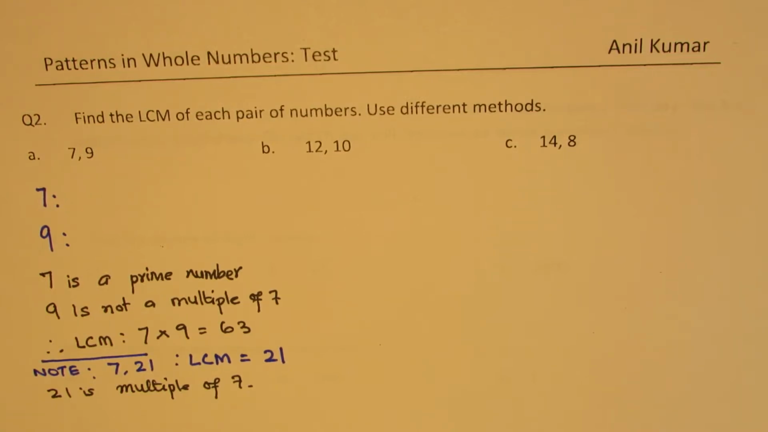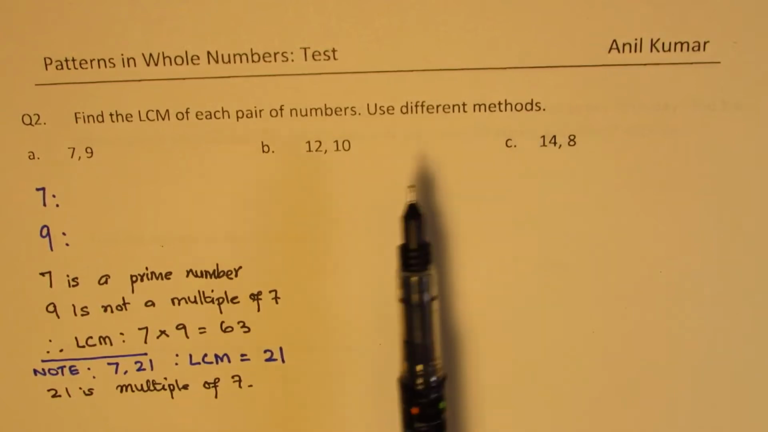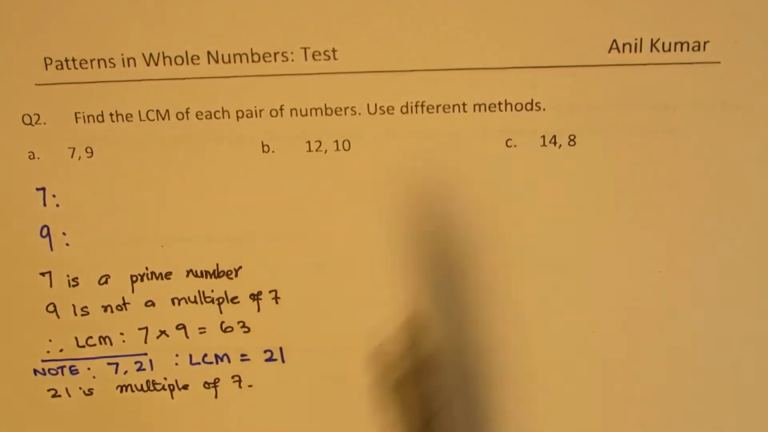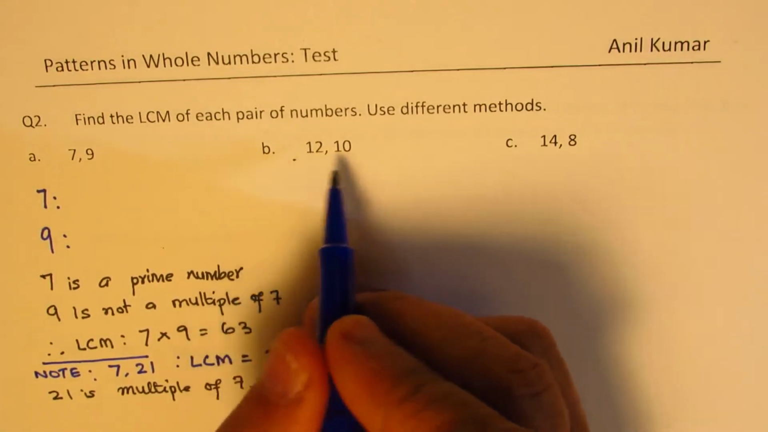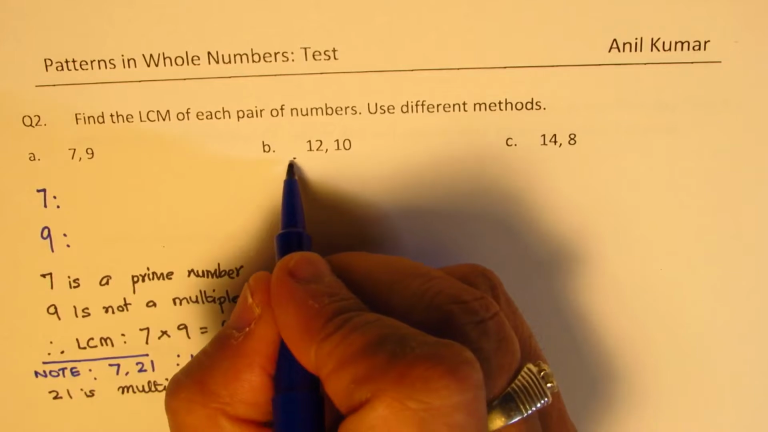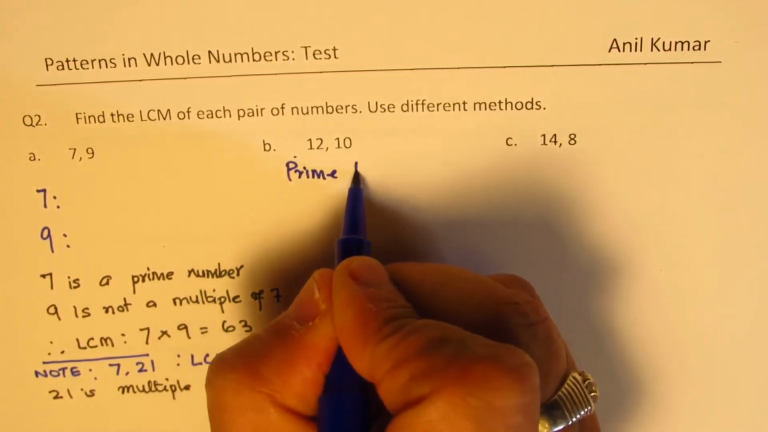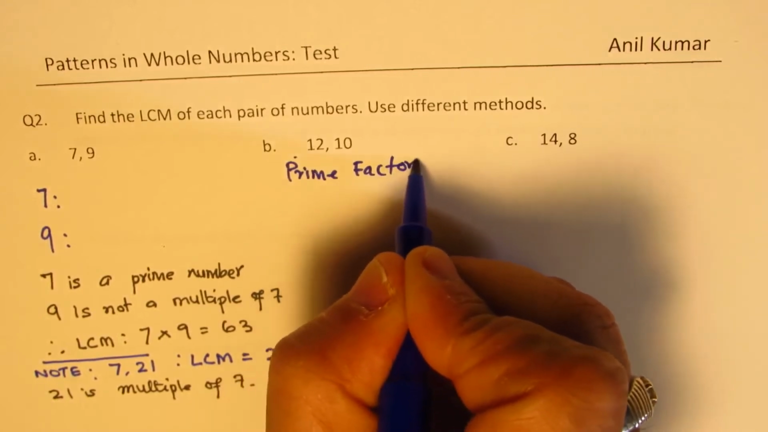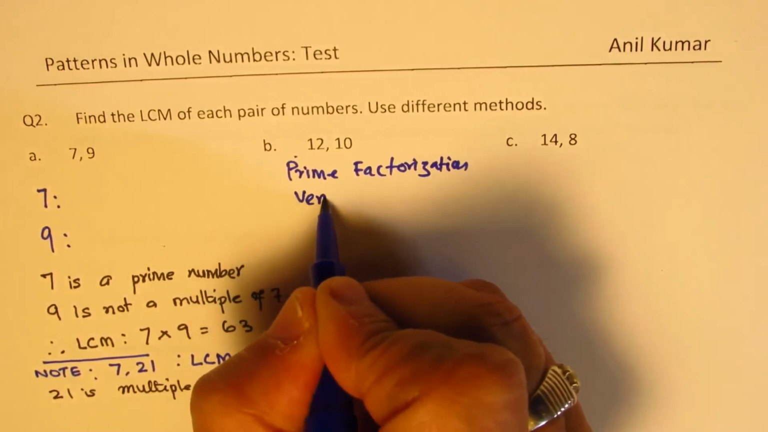Right. Now let's look into the second example, which is we're talking about 12 and 10. Yes, we have to use different methods. We'll teach you different methods also as we move along. So this time, when we have these 2 numbers, we will use the concept of Venn diagrams. So we'll combine prime factorization and Venn diagrams.